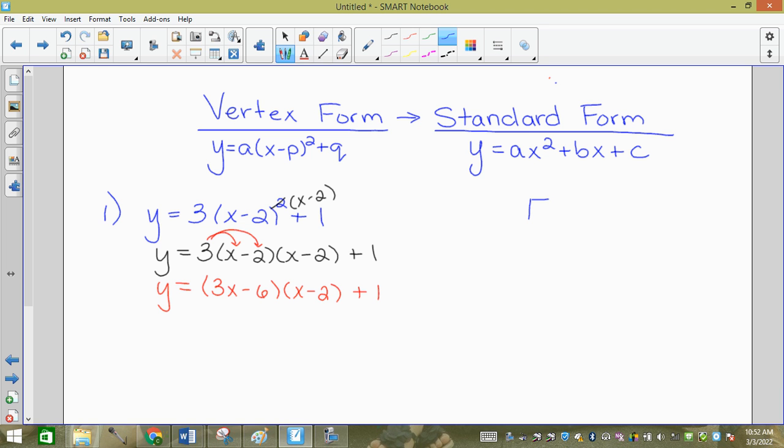FOIL stands for what? And this is when you have a binomial times a binomial. The F is first, and then the O is outer, and then inner, and then what? Last.